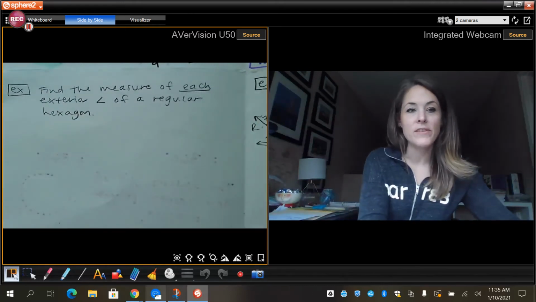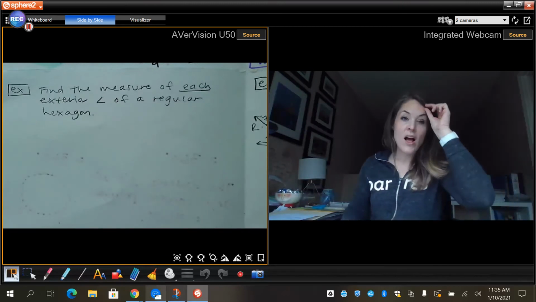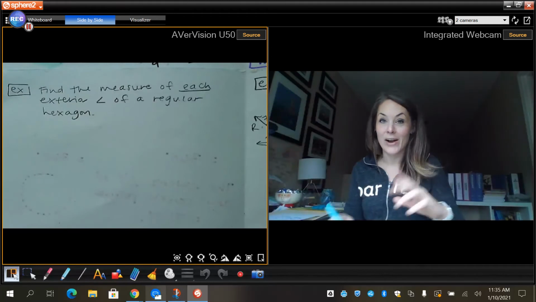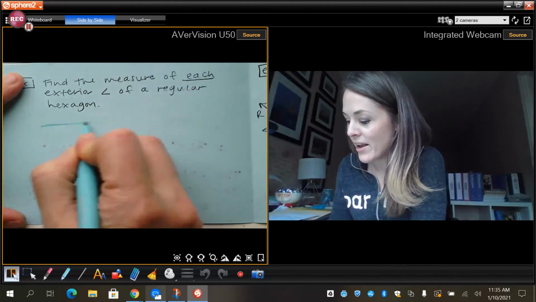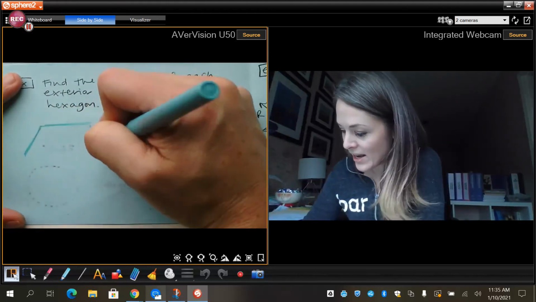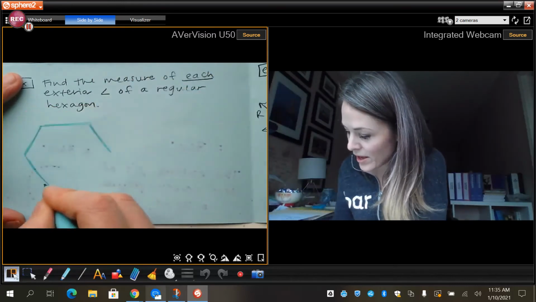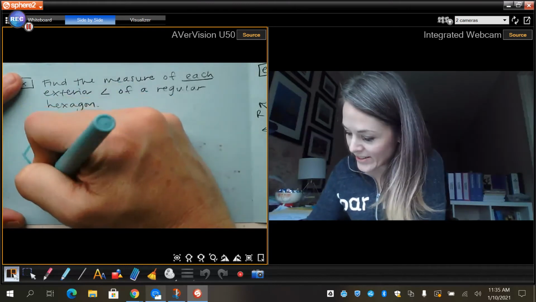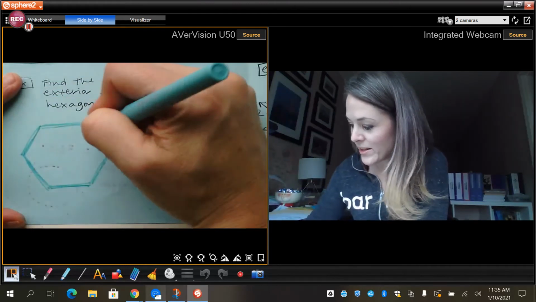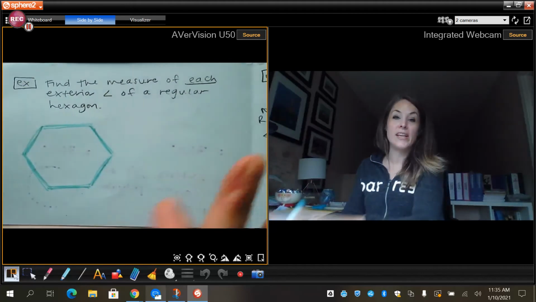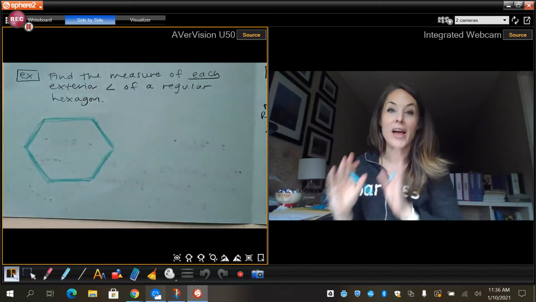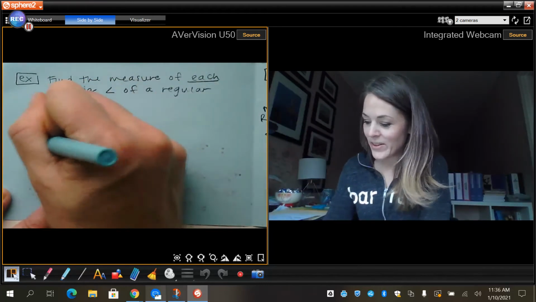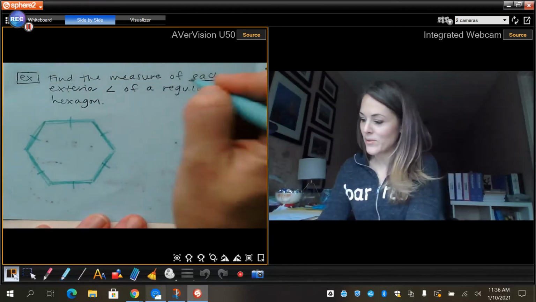Okay, so find the measure of each exterior angle of a regular hexagon. Okay, so first thing I'm going to do is sketch out a regular hexagon. I'm going to try. Okay, so a regular hexagon has 6 sides, and I'm trying to draw it so that every single side and angle is congruent. Okay, so this is where I tell you, let's use your imagination, and we're just going to give ourselves some grace, and I'm going to imagine that every single one of these sides is congruent, right? Which makes every single angle the same because it is regular.